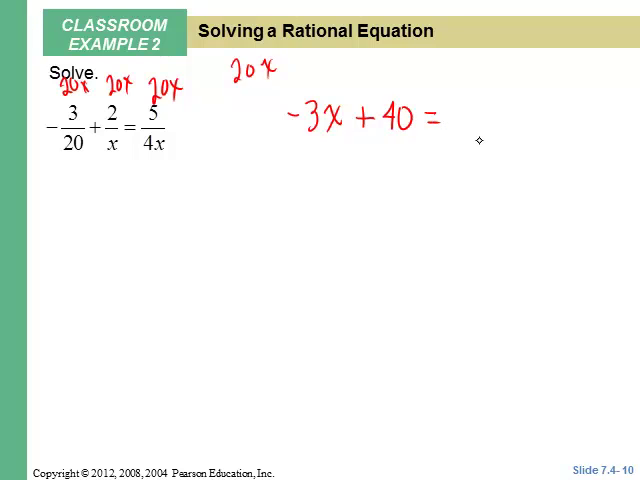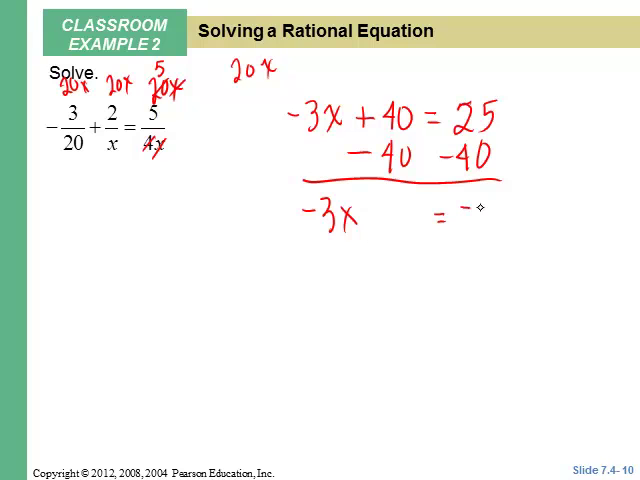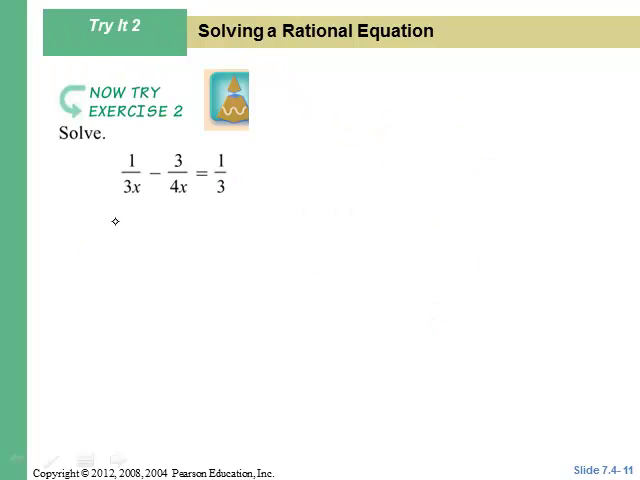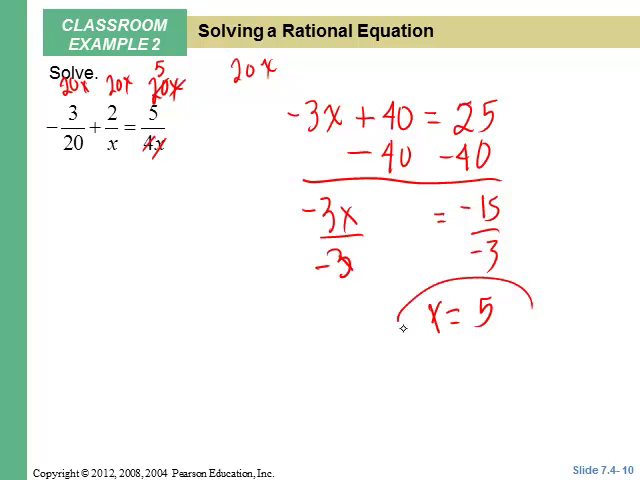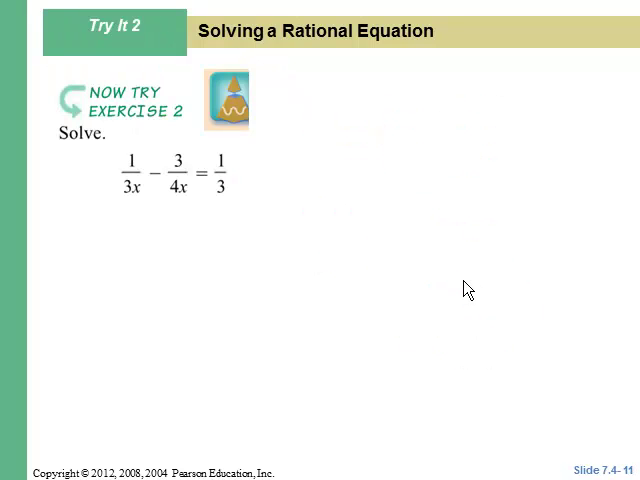And the x's and the 4 cancels against the 20 for a 5. 5 times 5 is 25. Subtract 40 from each side, and we get negative 3x is negative 15, divided by negative 3, x equals 5. Now, can x be 5? Yes, it can here, because it can't be 0 there. So our answer is x equals 5.